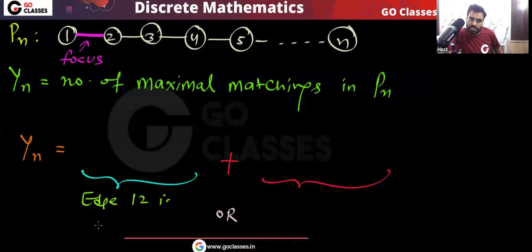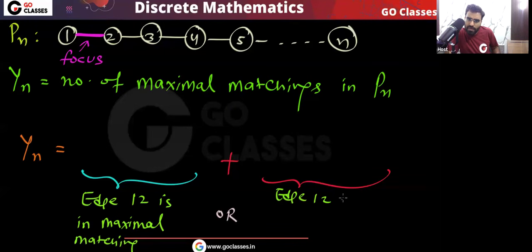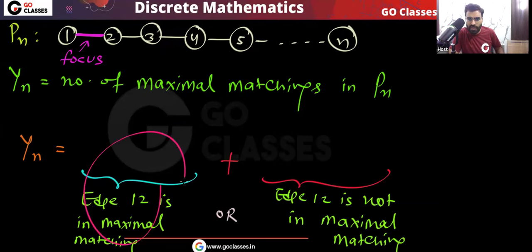Yes or no? So there are only two possibilities: this edge 1 2 is in the maximal matching, or this edge 1 2 is not in the maximal matching. Only these two cases are possible. Either it will happen or it will happen. Okay, so because of the or, we are adding them.